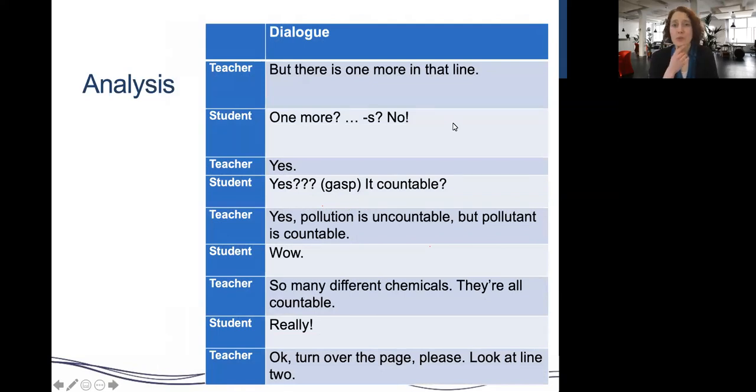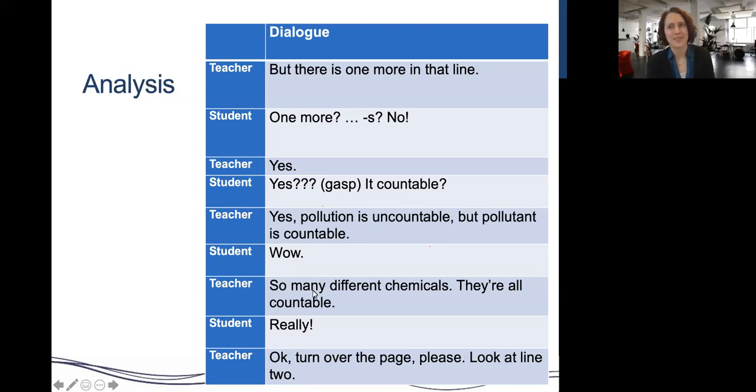Now, there's only one of these, and it was so much fun to listen to. This student was so enthusiastic about what he was learning, engaging with limited language, but still we can see the teacher saying, all right, you got one more. The student takes another look and says, S? No. And you can hear that shock in his voice. And the teacher says, yeah, it's countable. He's really into this situation. The teacher explains, yep, pollution is uncountable, but pollutant, that one's countable.